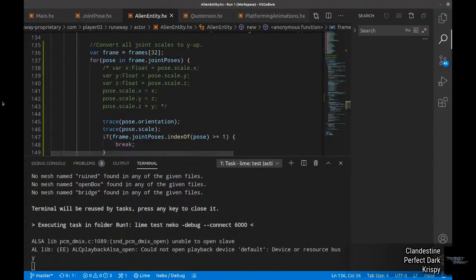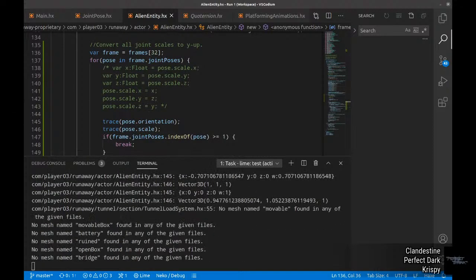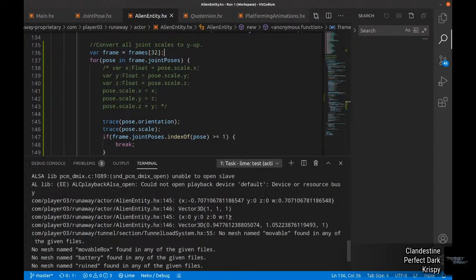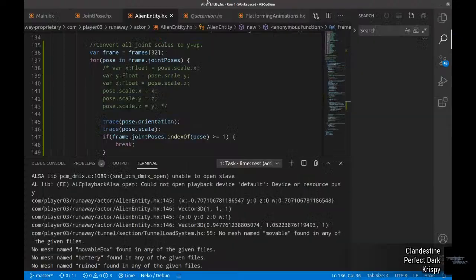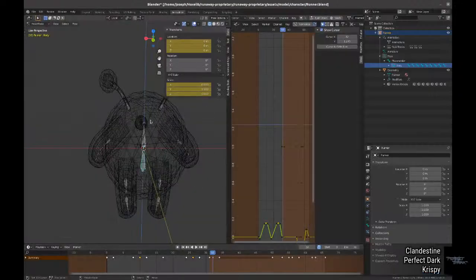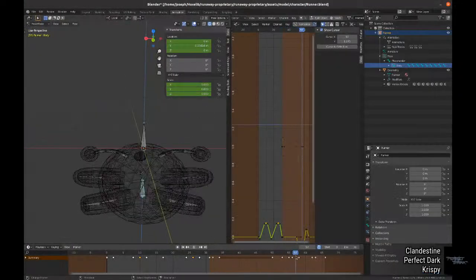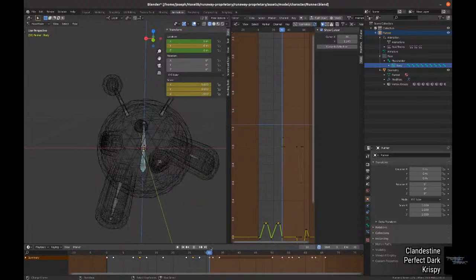Let's look at frame 32. What's going on there? 0.94, 1.05. Man, it is losing some of the scale that I told it to keep. It should be 0.9 and 1.1. It should be exaggerating this more. That's weird. I guess that's the reason why you can barely see this effect, and it doesn't look like it squishes that much in game.